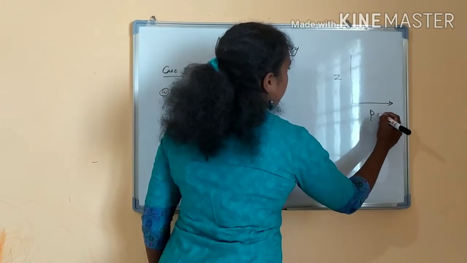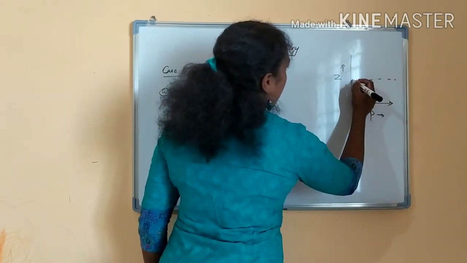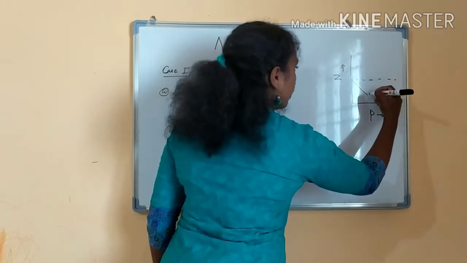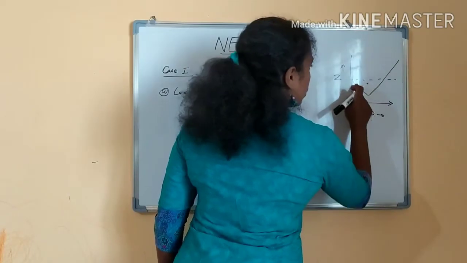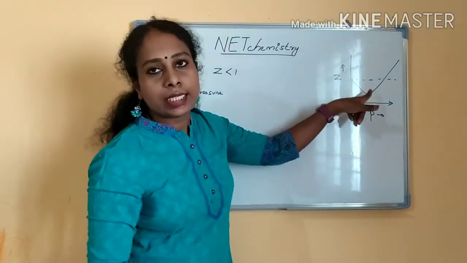Z against P, if we are taking, first this is ideal gas behavior. At low pressure only it is decreasing, then as pressure increases it is going like this. So how this is coming, that is what we are going to see now. Z is less than 1.